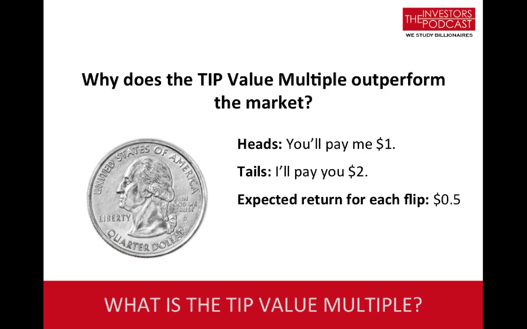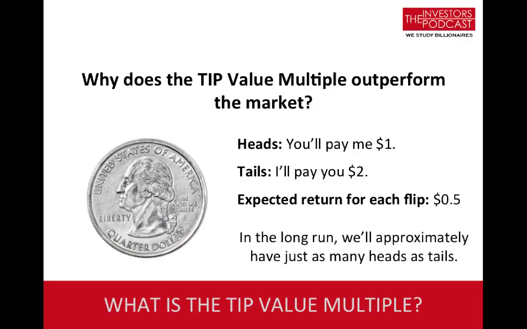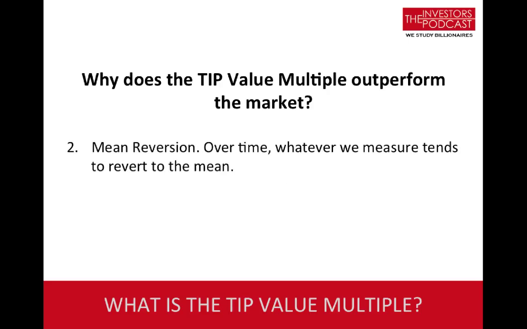Now, in the short run, this might not be a profitable investment for you. You might lose 10 times in a row. But over the long run, we will approximately have as many heads as tails. This concept is known as mean reversion. Over time, whatever we measure, we will revert to the mean. This goes for flipping a coin and for stocks.